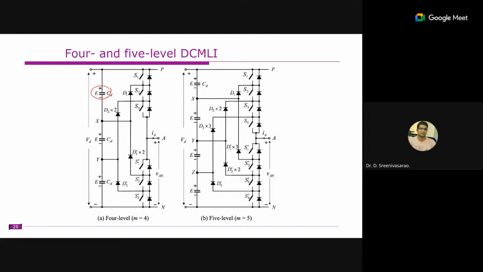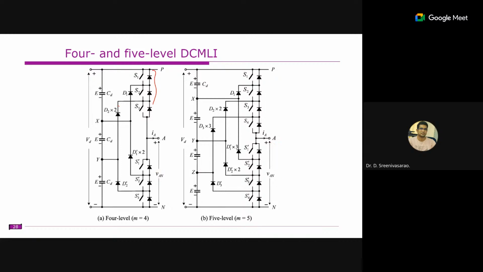Just increase one more DC source. Now you have three switches here, three switches here. This is for 4 level, and there are 4 DC sources here, so we have 4 switches on top and 4 switches on the bottom. That will generate the 5 levels. You have access to this midpoint between the 1 and 2 DC sources. Between 2 and 3 DC sources, we have X here, Y here, and Z here, and these are accessed through the clamping diodes. So these are known as the clamping diodes.